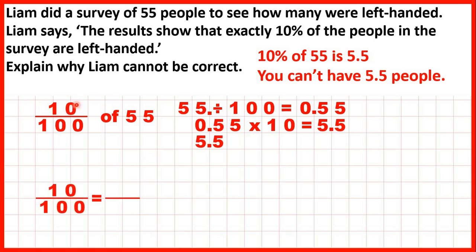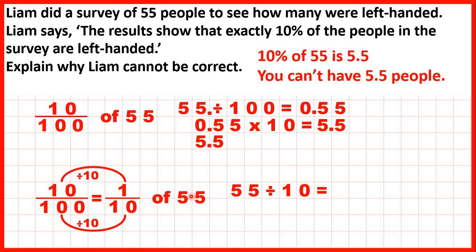Or we could simplify 10% or 10 hundredths to 1/10. So we find 1/10 of 55 by dividing 55 by 10, and that gives us 5.5, because if it's a whole number, we can put the decimal point on the end, and to divide by 10, that has 1 zero, so digits move 1 square to the right.